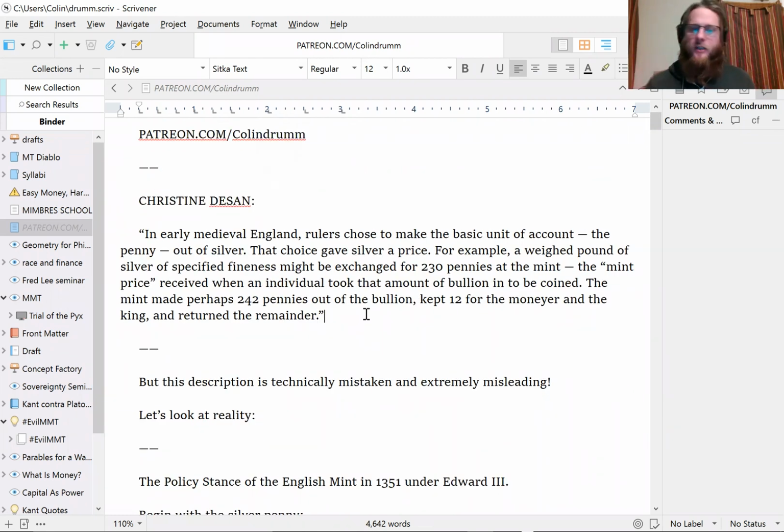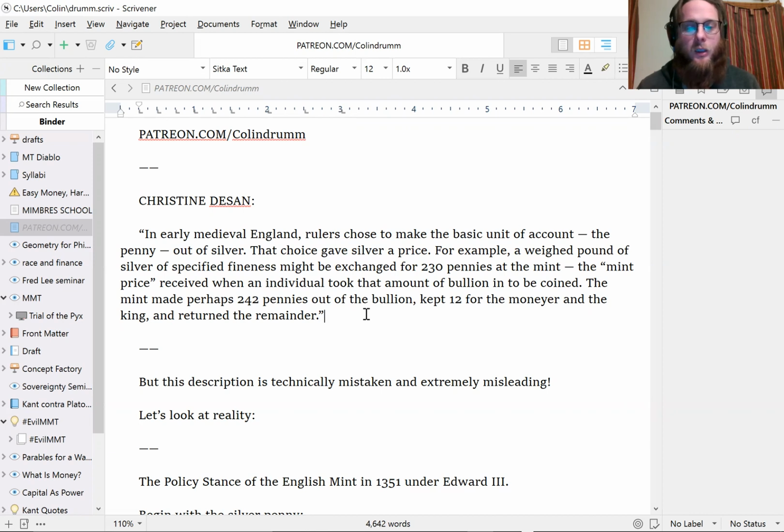So let's begin with the account of Christine Desan. Christine Desan, supposedly not an MMT or modern monetary theorist, really has substantially similar views as them, and is probably the most cited and most authoritative source for the neo-chartalist story about money when it comes to medieval and early modern periods. And there are some virtues of this book, but there is a serious problem in the way that Christine Desan describes the policy of the mint. So let's look at what she says here.